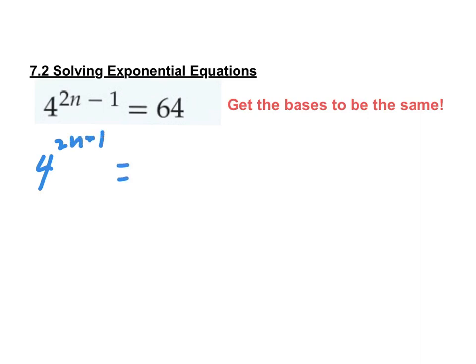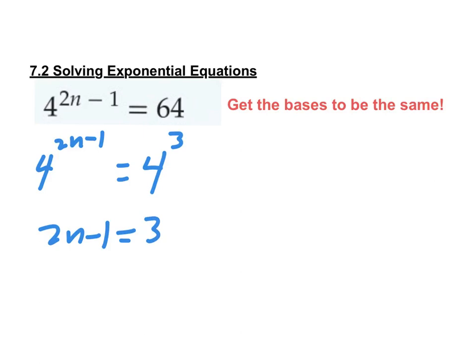So what we're going to do, the left-hand side stays the same. I know how to do this. The right-hand side changes to 4 to the third. And once the bases are the same, it's just a matter of setting the powers equal to each other. So in this case, I can really stop thinking about the bases and just go 2n minus 1 equals 3. So go ahead and finish that one up.